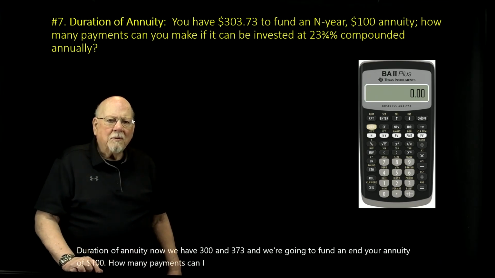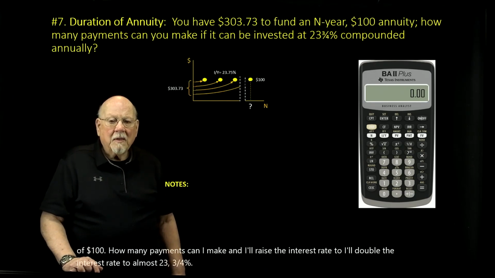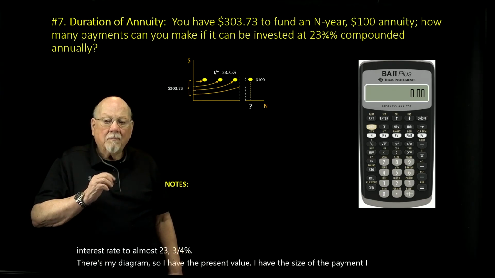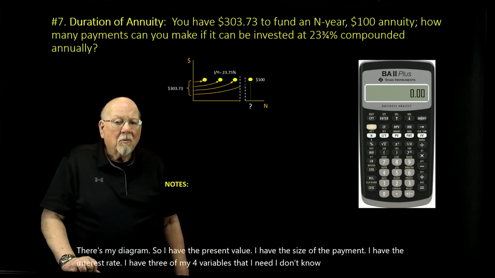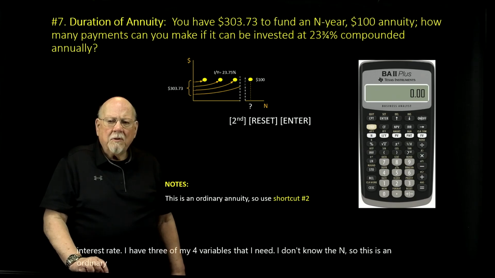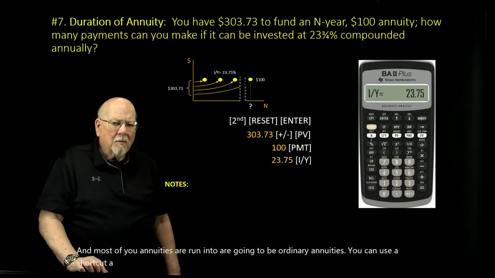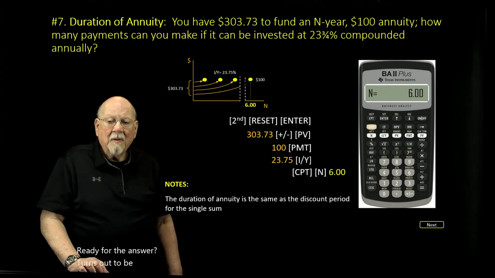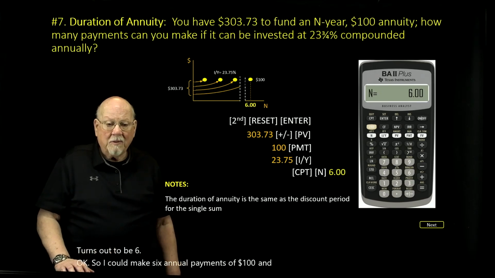And I'll double the interest rate to almost 23.75%. There's my diagram. So I have the present value, I have the size of the payment, I have the interest rate, I have 3 of my 4 variables that I need. I don't know the N. So this is an ordinary annuity, shortcut, right? And most of the annuities you run into are going to be ordinary annuities. You can use the shortcut a lot. So then I put my numbers in, ready for the answer. Turns out to be 6. Okay, so I could make 6 annual payments of $100 and exhaust all the money that is in that bank account.